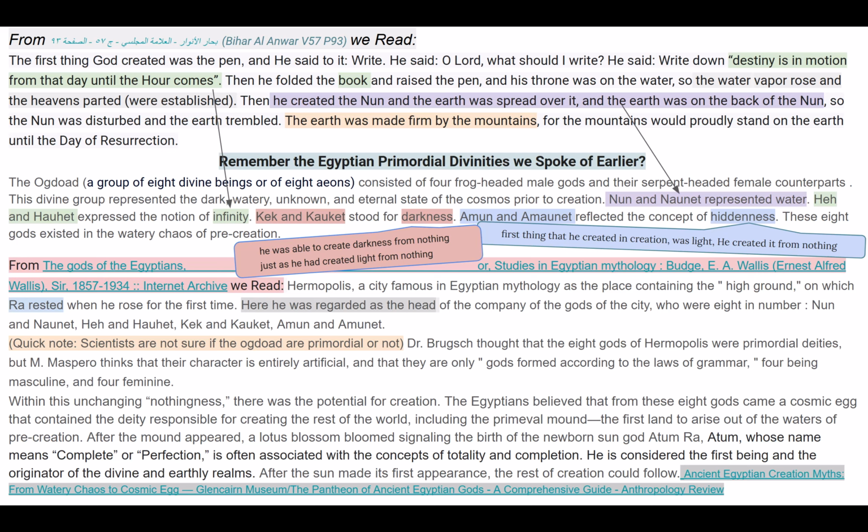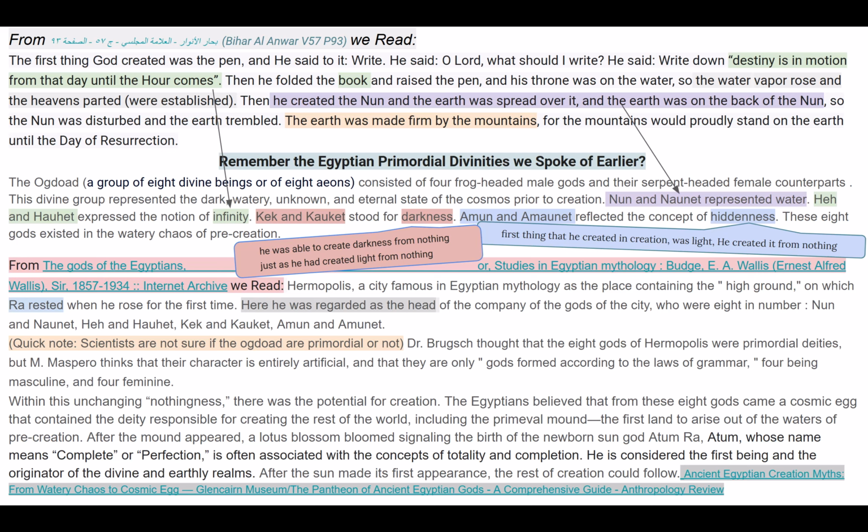Continuing from Muslim sources, the first thing God created was the pen. He said to it, write. It said, O Lord, what should I write? He said, write down destiny in motion from that day until the hour comes. Then He folded the book and raised the pen, and His throne was on the water, so the water vapor rose and the heavens parted and were established.